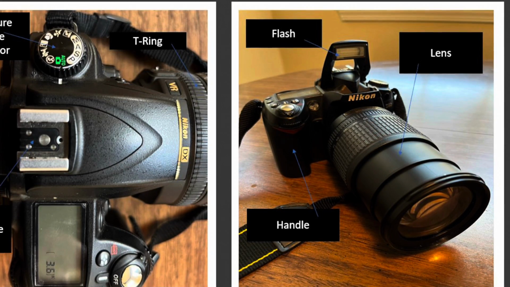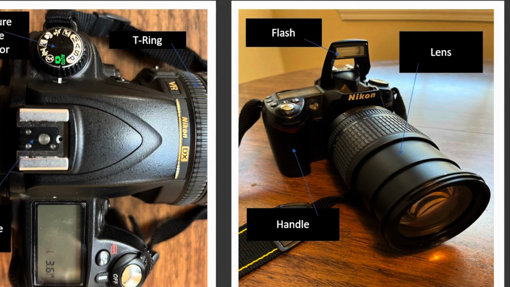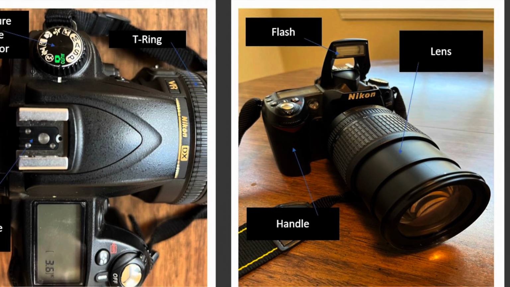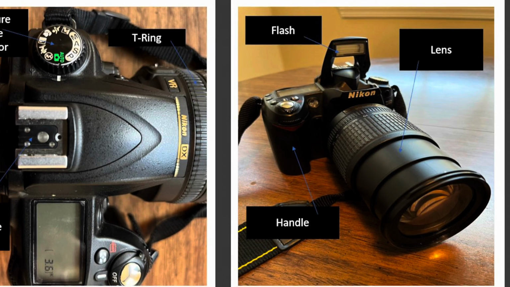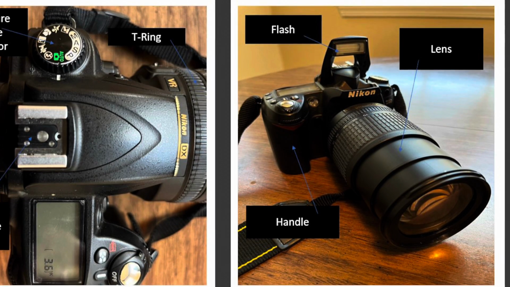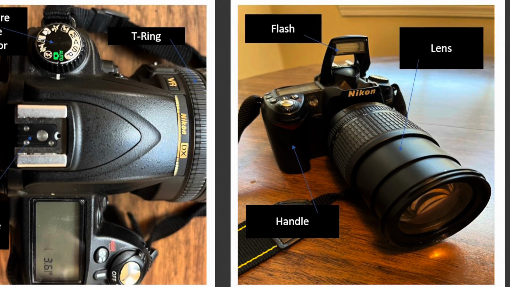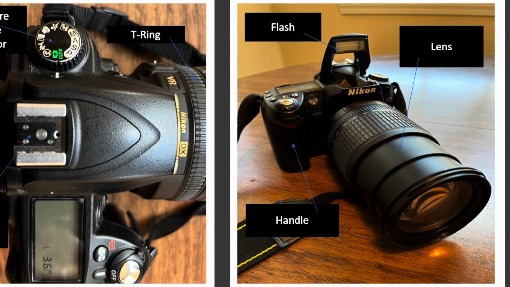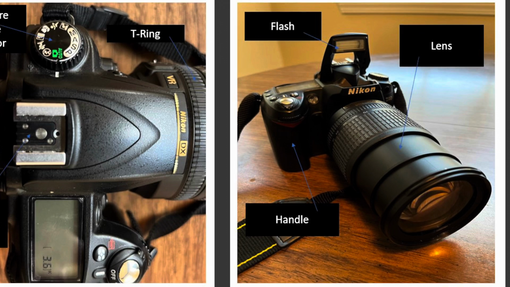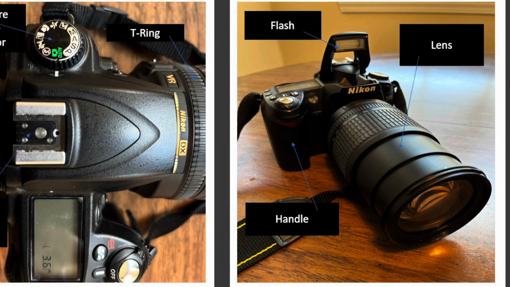After that, we will want to practice using the exposure mode selector. Now, if you're a beginner, I would recommend leaving this to auto, as this will give you automatic settings for all of your photos. Next is the T-ring. This is used to make images more or less blurry if you're not using auto settings.